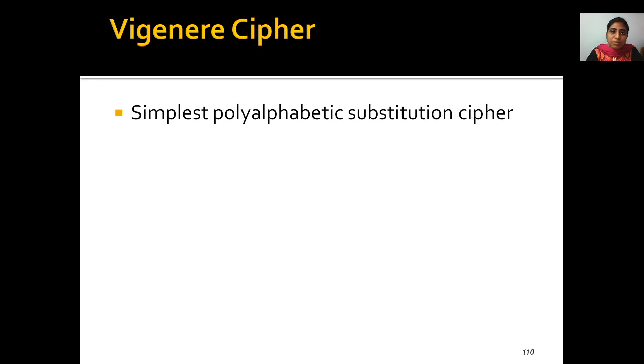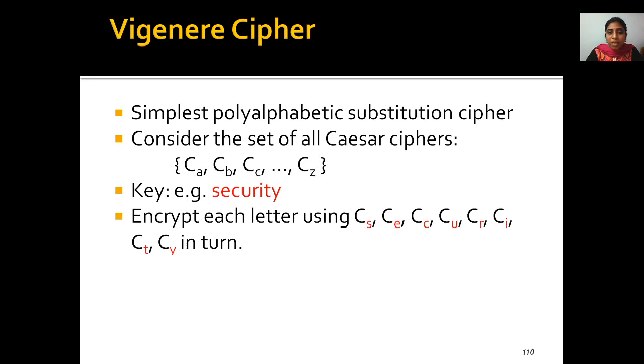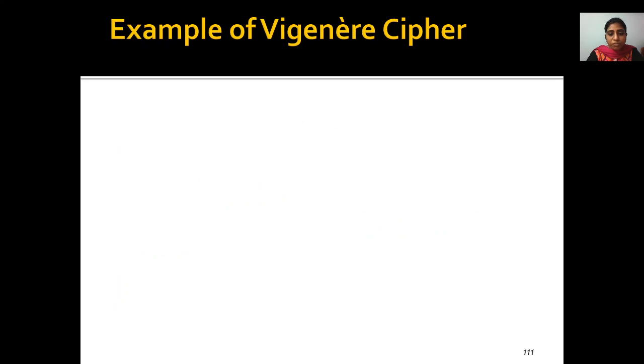One of the polyalphabetic ciphers is the Vigenere cipher, the simplest polyalphabetic substitution cipher. It considers all the Caesar ciphers from A to Z. Then we apply a key called security. How are we going to replace? We replace first with the key, then write all the letters till Z, and then we repeat from the beginning. The decryption is also simple, which is the reverse of it.